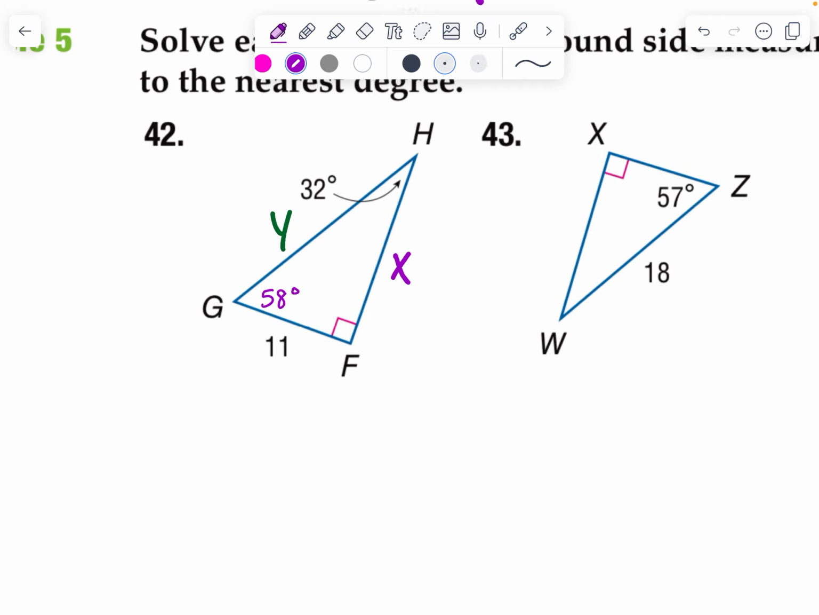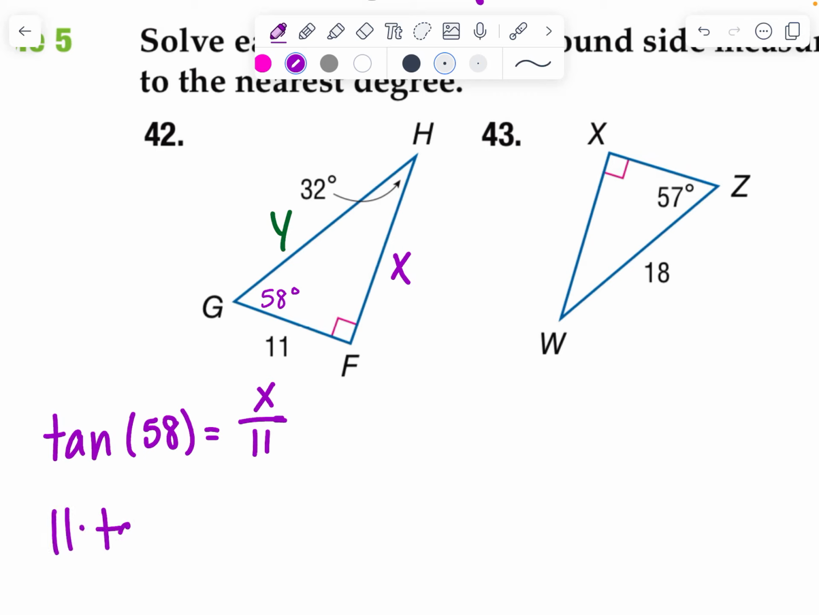And if I want to find x, I could do either the tangent of 32 or the tangent of 58. I'm going to do tangent of 58 just because I want to. And it's a little bit easier to do that way. It doesn't matter which one you choose. Opposite over adjacent. I could also do tangent of 32 equals 11 over x. You'll get the same thing.